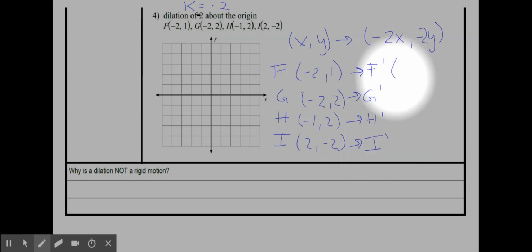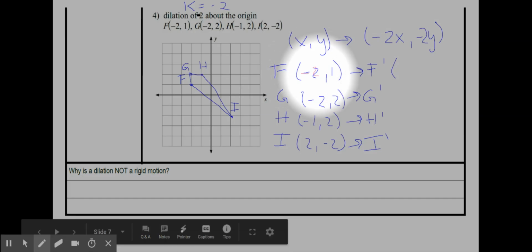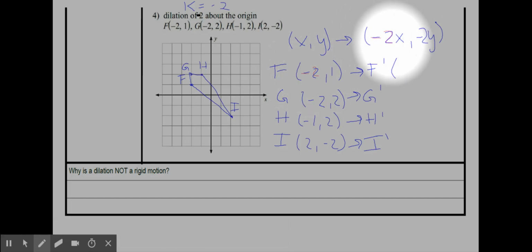Okay, so I am going to first plot my F, G, H, and I, make my pre-image, another 4 shaped figure, and I'm going to multiply my x value of -2 times -2, so I get +4. My y value is 1 times -2, which is -2, so my F prime, or F moved once, is going to be 4, -2.